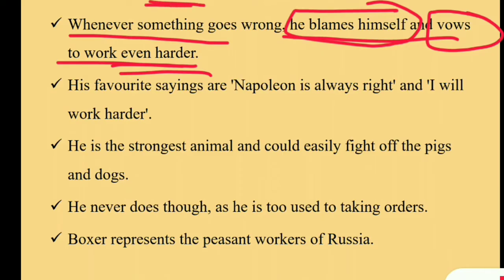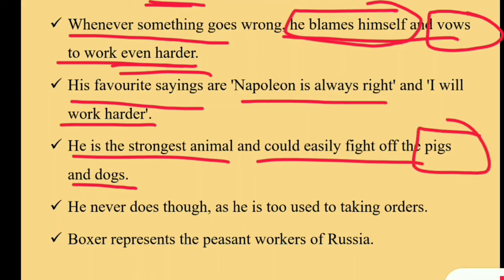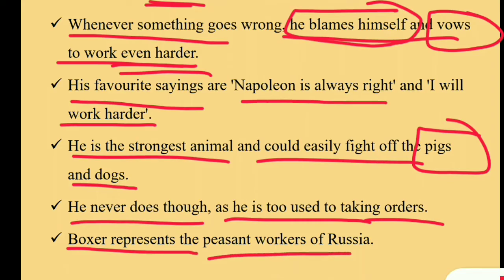So the story shows the peasant workers of Russia. His favorite sayings are, "Napoleon is always right and I will work harder." He is the strongest animal and could easily fight off the pigs and dogs. Pigs here represent different leaders. He never does though, as he is too used to taking orders. Boxer represents the peasant workers of Russia. So here, Boxer is hardworking. It means peasants are hardworking. They accept their flaws and vow to work even harder.